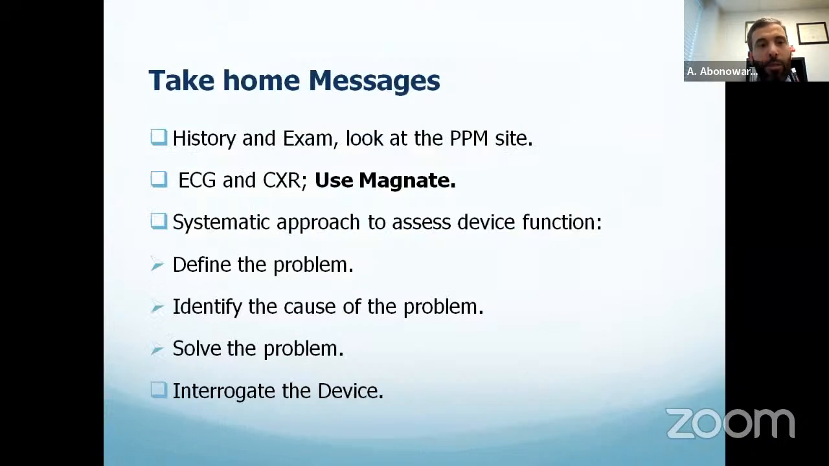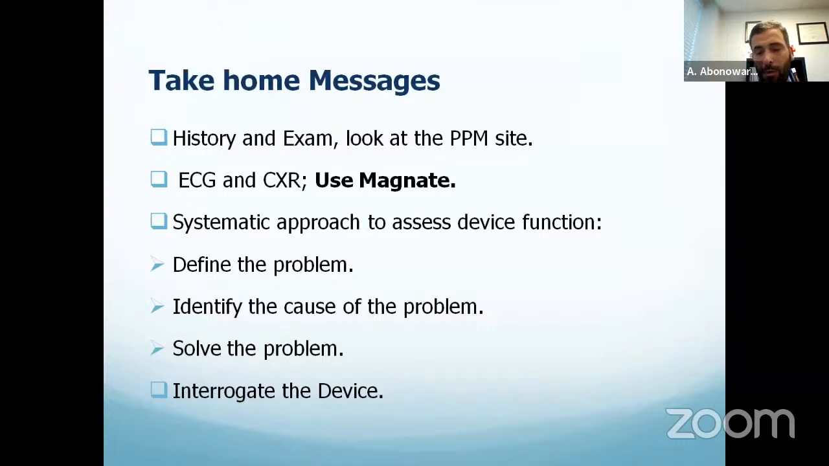I think we'll wrap up here. So my take-home message is, always when you see a patient in the emergency department or elsewhere with a suspected pacemaker malfunction or issue, you start with the history and physical examination, look at the site of the pacemaker, and try to apply a magnet if you think that might help you. And always look at the X-ray and ECG, look at the previous ECGs and chest X-rays, compare them to see if there's an issue with the lead or an issue with capture or sensing.